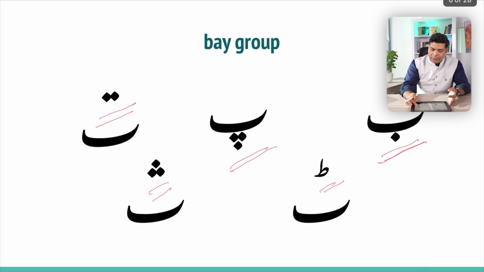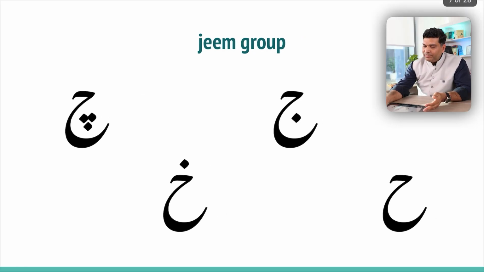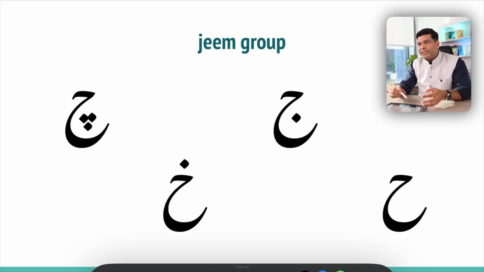Similar to the Be group, we can have another group which is called the Jeem group. Now, if you see Jeem, the shapes are all the same. I related a story last time about the shape of Jeem. And if you see here, there are similar ones. You have Jeem, you have Che, you have He, and you have Khe. So Jeem with a single nokta inside, Che with 3 noktas inside, He without any nokta, and Khe with a single nokta on top. So this is the Jeem group.